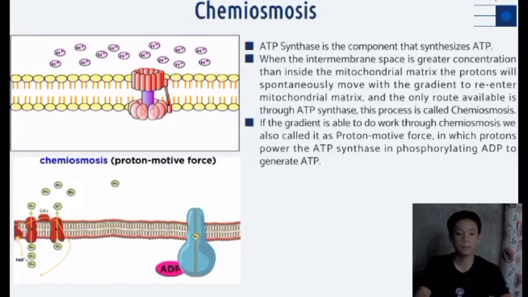Chemiosmosis. ATP synthase is the component that synthesizes ATP. When the intermembrane space has a greater proton concentration than inside the mitochondrial matrix, the protons will spontaneously move with the gradient to re-enter the mitochondrial matrix, and the only route available is through ATP synthase. This process is called chemiosmosis. If the gradient is able to do work through chemiosmosis, we also call this the proton motive force, in which protons power the ATP synthase in phosphorylating ADP to generate ATP.